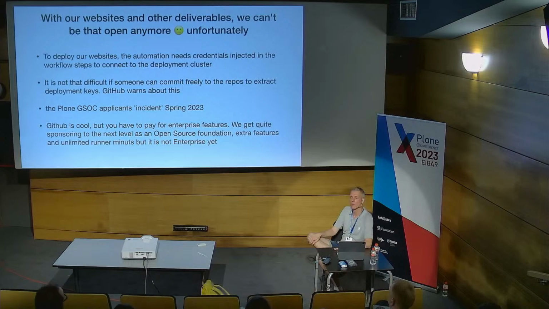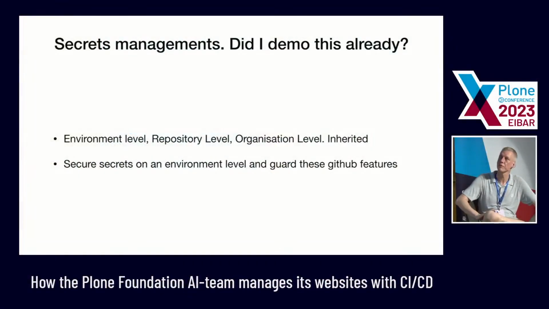And the last thing we found there, GitHub is very cool. We got some sponsors from there, but we're not really there on enterprise. And for an organization the size of Plone, how many members do we have in the Plone organization on GitHub? More than 500. So we're quite a big enterprise there, but we would have to pay for that. So like I said, secrets management, I'll just skip that.